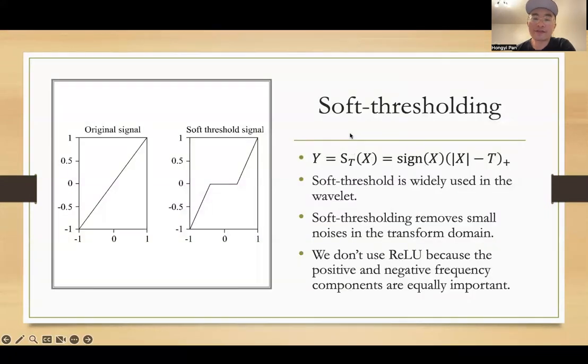So here's the definition of the soft thresholding. This function is widely used in wavelet denoising. It removes small noises in the transform domain. And here, we don't use ReLU as the nonlinearity, because both the positive and negative frequency components are equally important in the transform domain. If we use ReLU, then the negative part will be removed and we cannot get the perfect reconstruction.